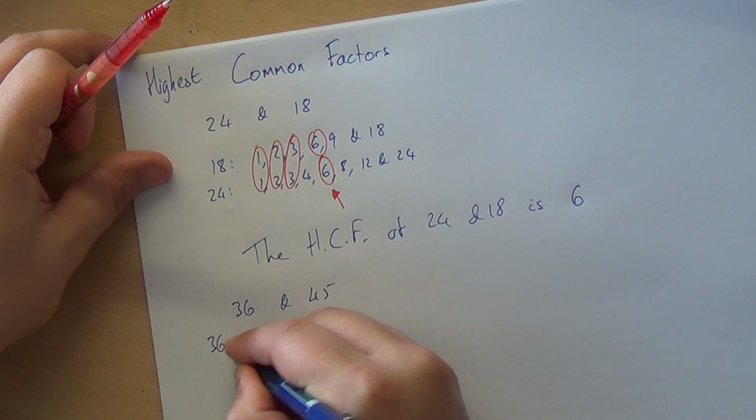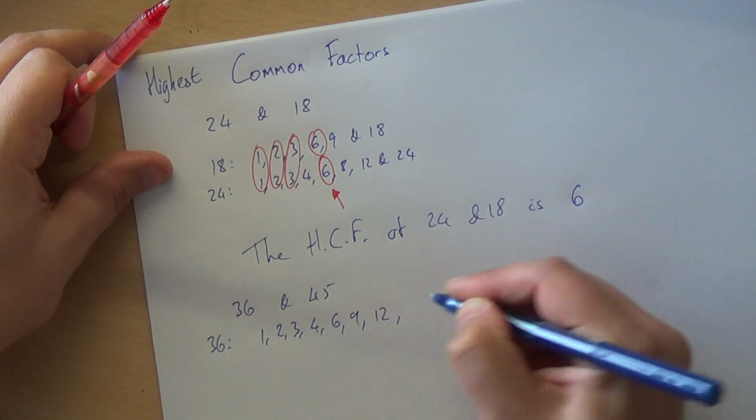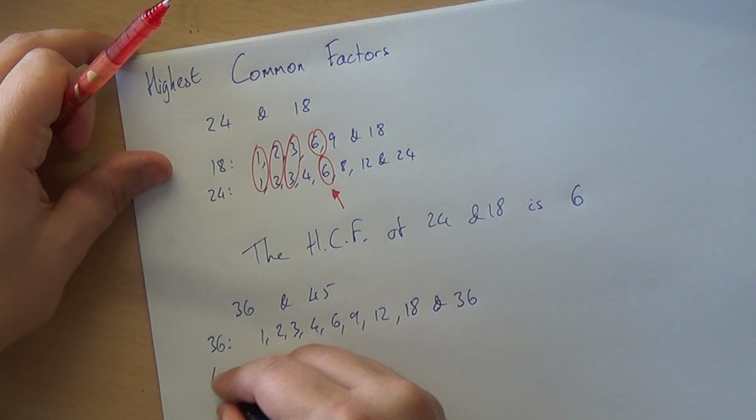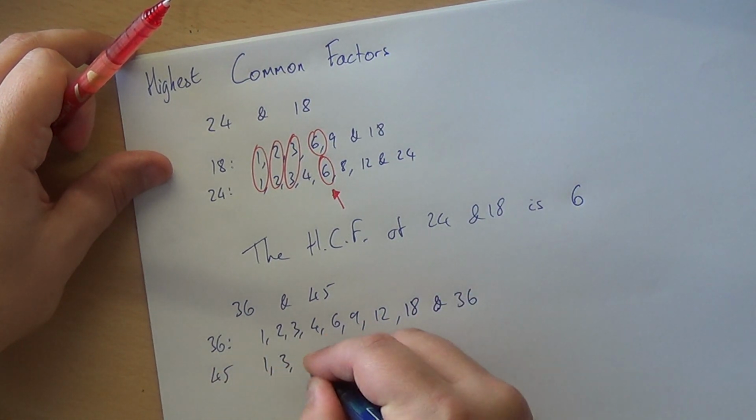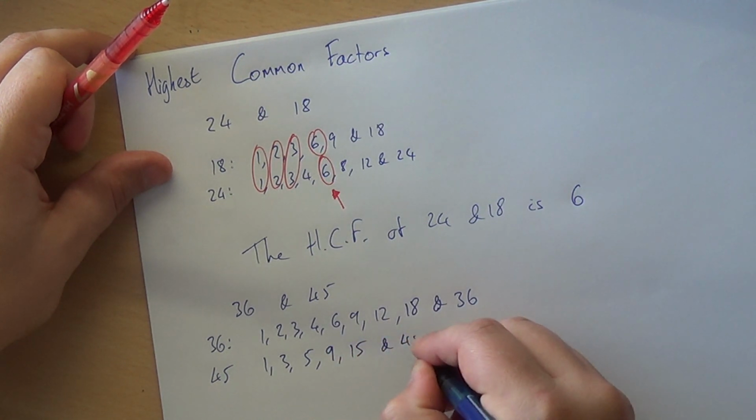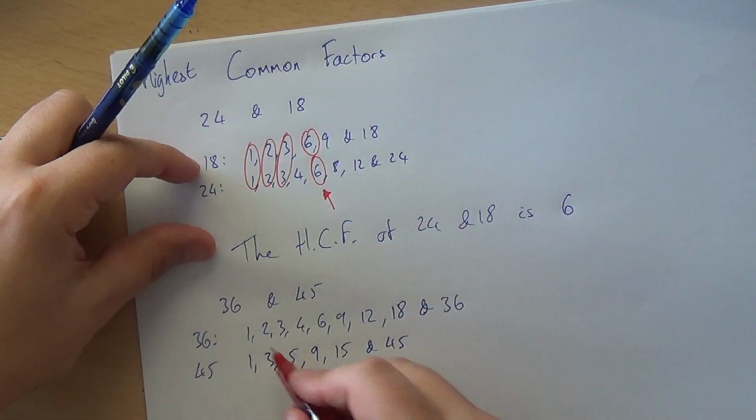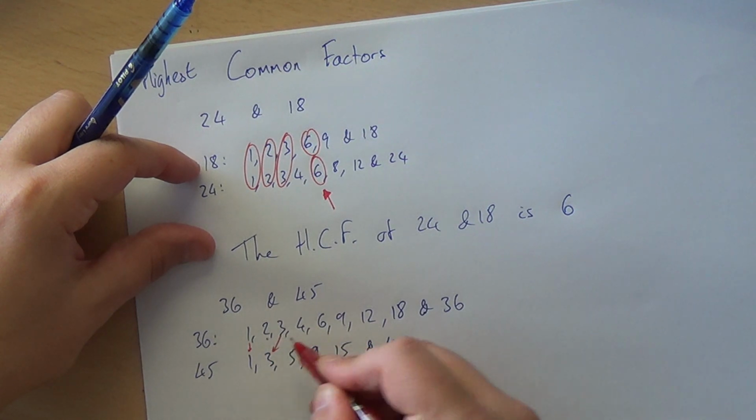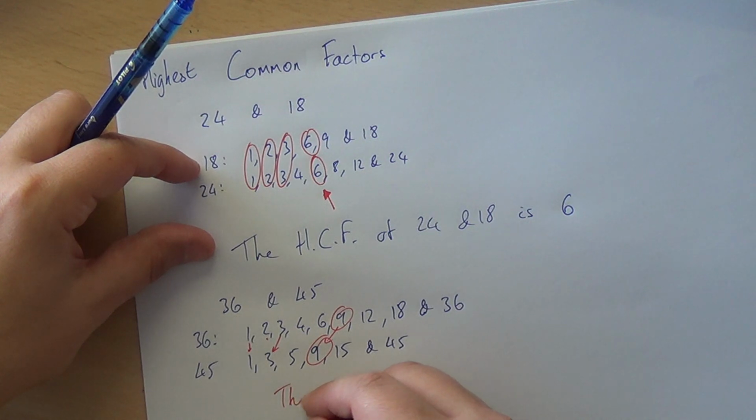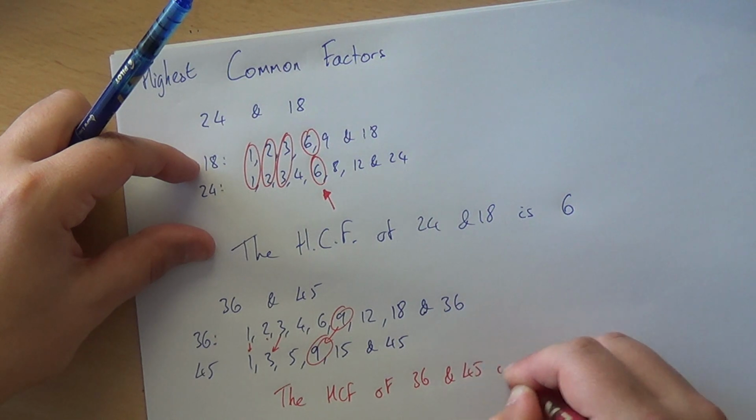So the factors of 36 are quite a few: 1, 2, 3, 4, 6, 9, 12, 18 and 36. The factors of 45 are 1, 3, 5, 9, 15 and 45. So even though 45 is larger, it's actually got far fewer factors. And what's the highest thing they share? Well, they share 1s, they share 3s, they share 9s. 9 is the highest. So the HCF of 36 and 45 is 9.